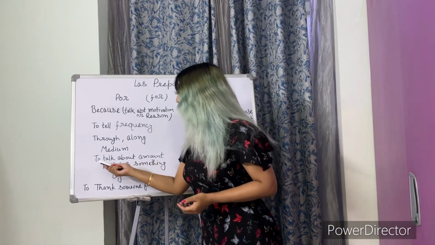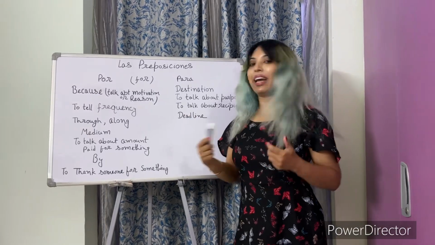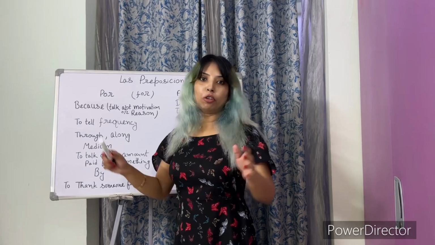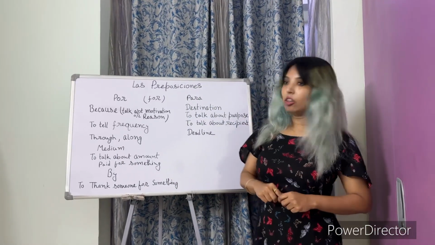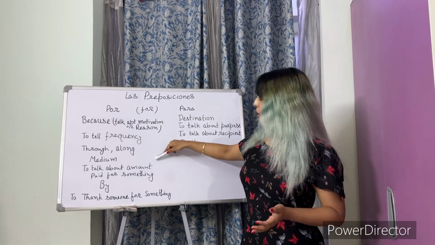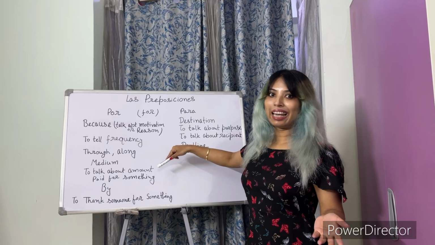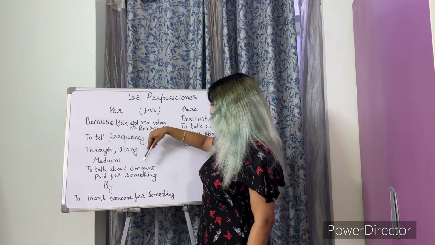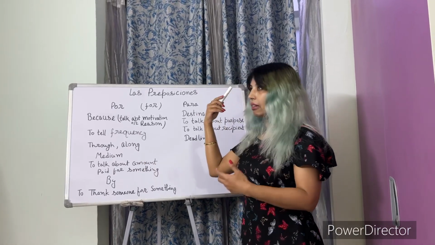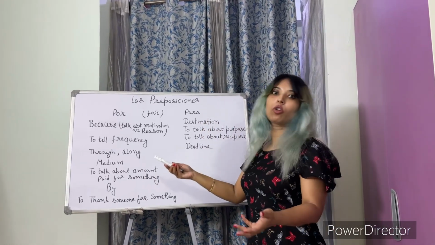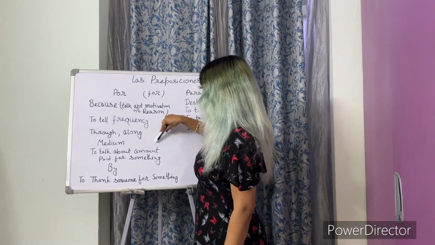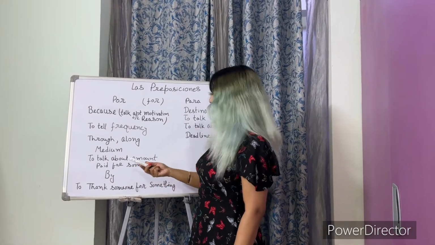And this is another use, when you want to talk about amount paid for something. Like I want to say I bought this book for 5 euros. That would be yo compré este libro por 5 euros. I bought this book for 5 euros. So por 12 euros. When you want to talk about amount paid for something, you'll use por.